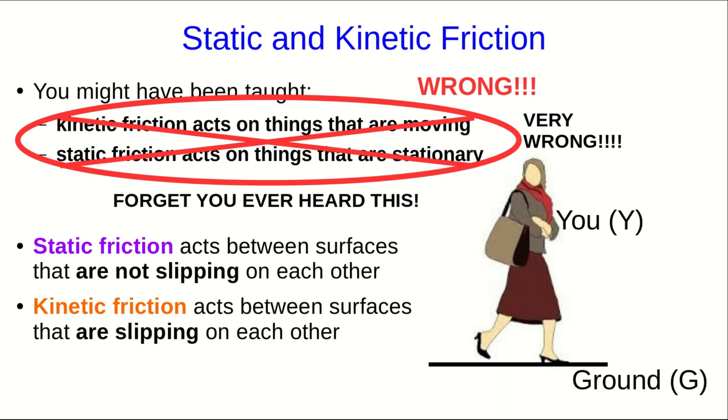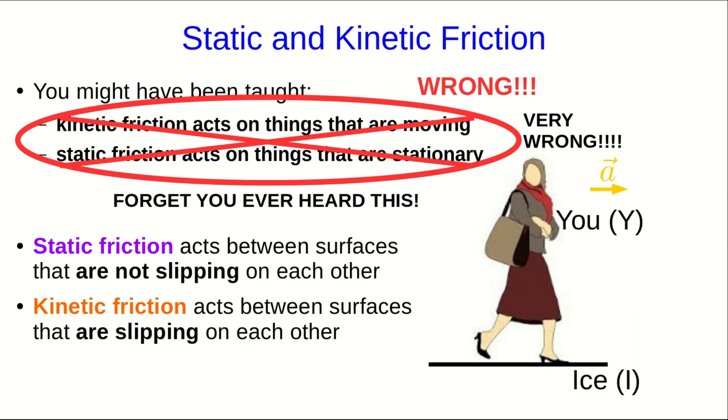Suppose you are standing and you start to walk. To start to walk, you need to accelerate forward. And your foot, if you're doing this normally on the ground, won't slip. And so the friction force acting on you will be a static friction. You're not slipping, but you are moving. So you have a static friction even though you're moving.